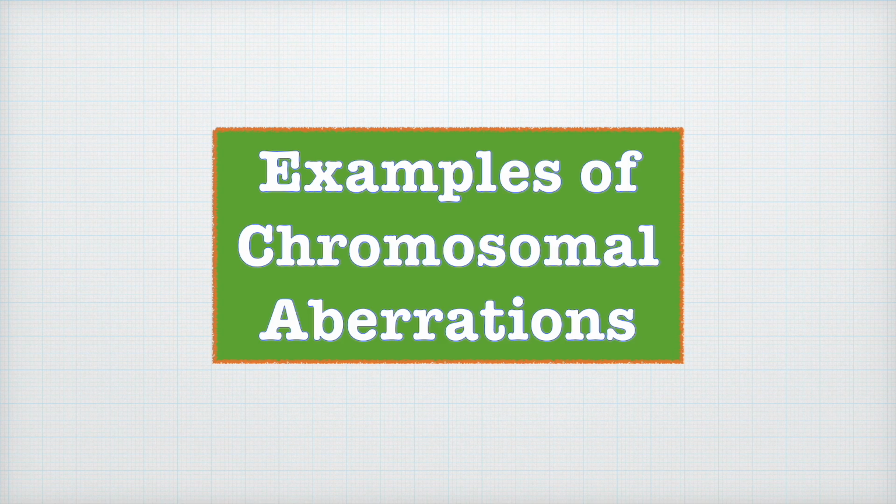Examples of chromosomal aberrations. This section of the video discusses some common chromosomal aberrations in humans. Some examples are related to sex chromosomes and some to the autosomal chromosomes. Just to recap, sex chromosomes are X and Y chromosomes and the rest 22 pairs of chromosomes are autosomal chromosomes.